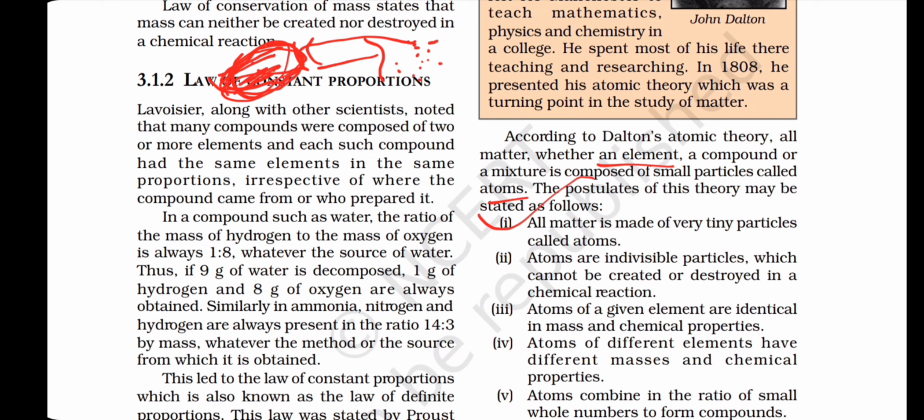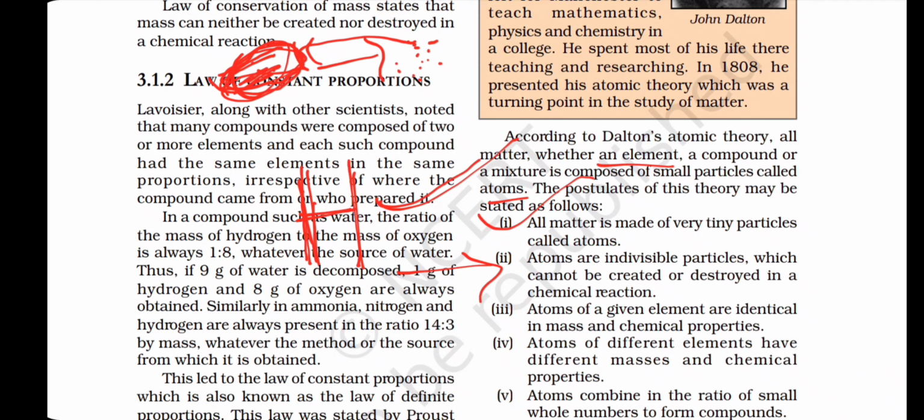The next one is that the atom is an individual particle which cannot be created or destroyed in a chemical reaction. If I take the atom of hydrogen, this is the smallest and individual particle. It cannot be further divided into smaller particles. So this is the smallest particle of matter, that is the atom, and it cannot be created and it cannot be destroyed.